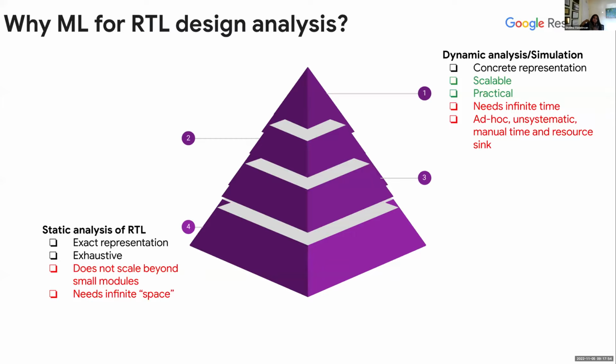But like in all cases where exhaustive analysis is used, there is a fundamental issue of computational capacity and the inability to scale beyond small modules. So in some sense, this needs infinite space at the bottom of the pyramid. The one at the top of the pyramid needs infinite time. It's a very hard problem in complexity, it's PSPACE-complete. And basically, in this spectrum between static and dynamic analysis, one needs infinite time and one needs infinite space. This is just to give context to those who are not aware of the framing of the verification problem.